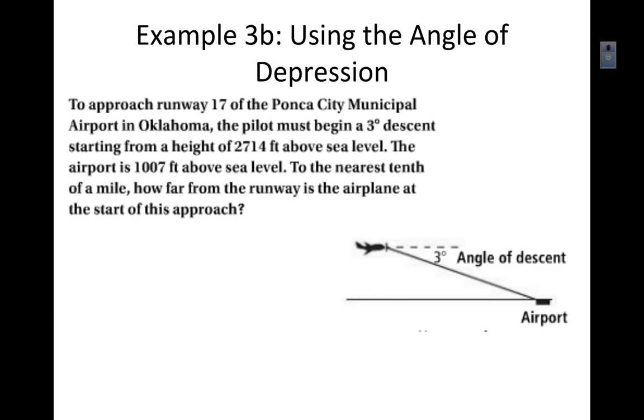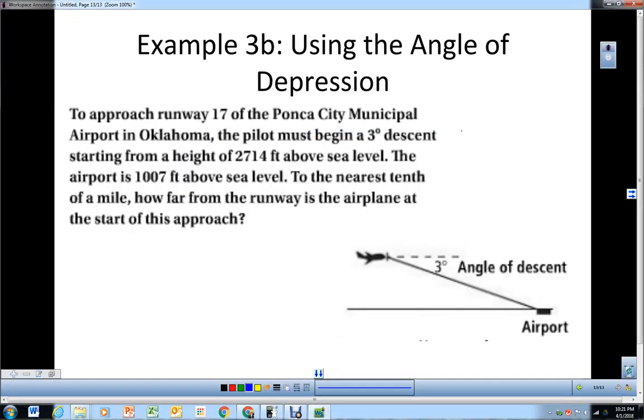The approach runway of 17 of Ponca City Municipal Airport in Oklahoma. The pilot must begin a 3-degree descent starting from a height of 2,714 feet above sea level. The airport is 1,000 feet above sea level. To the nearest tenth of a mile, how far is the runway from the airplane at the start of the approach? Hopefully you caught that: to the nearest tenth of a mile, we're given everything in feet, so we have to convert. If you don't remember that conversion, it takes 5,280 feet to equal 1 mile.